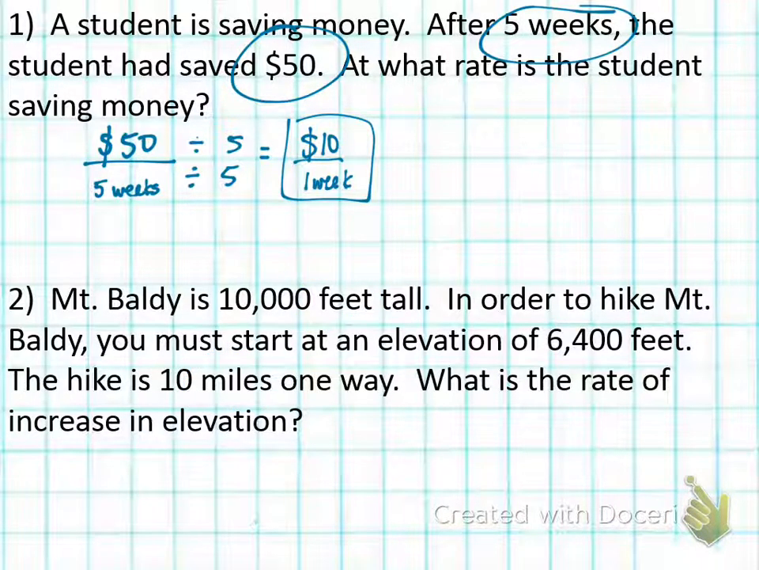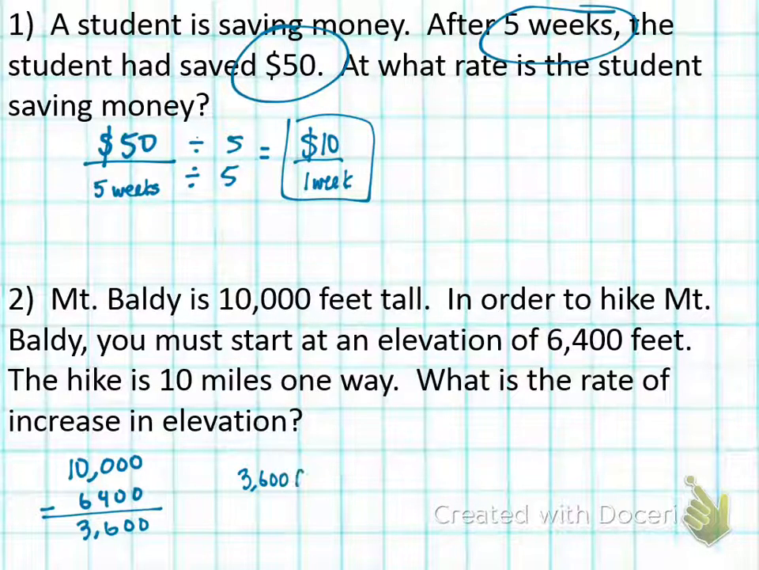So, where does the hike start? What's the elevation the hike starts at? 6,400 feet. Where does it end? 10,000. Sorry about this. I missed that important detail. So we have to figure out what's the change in elevation, right? So we have to subtract. What's 10,000 minus 6,400 first? Not quite. Not 4,600. Oh, yeah. 3,600, right? So this is the change in elevation on this hike.